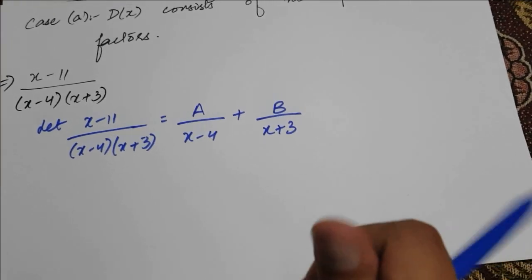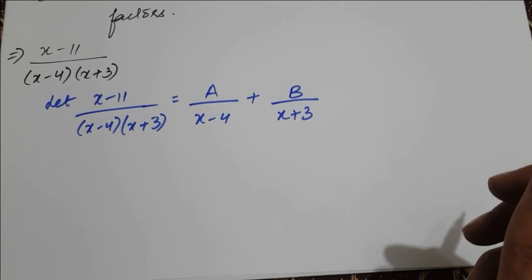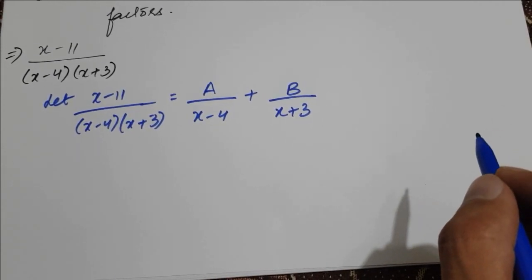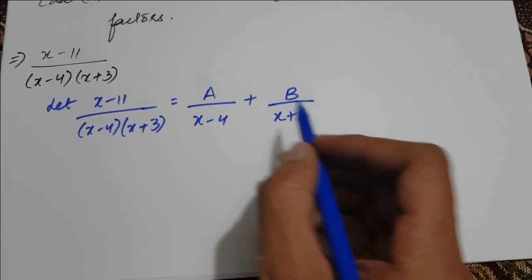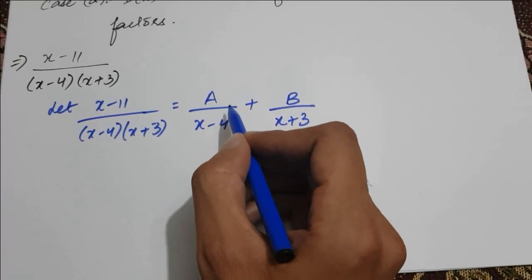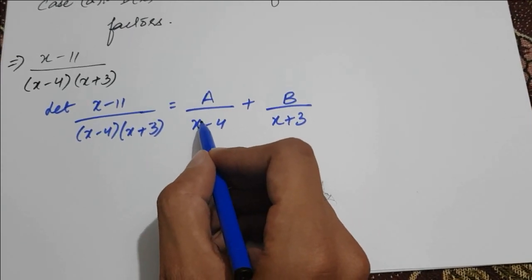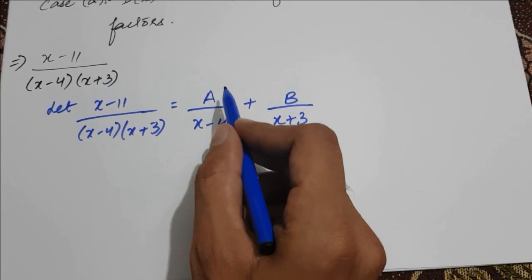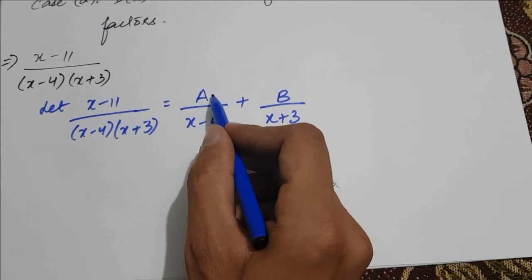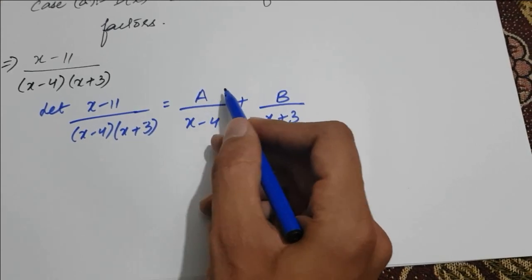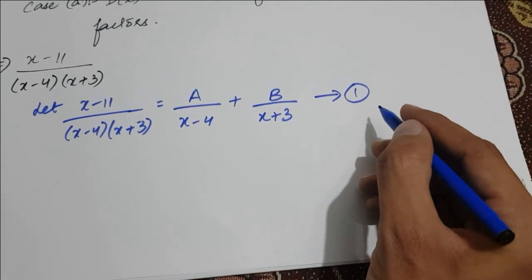The logic behind this solution is we have to keep constants above the partial fractions. The degree of the numerator would always be lesser than its denominator. If we have degree 1 in the denominator, the numerator would be a constant, or a variable having degree 0. So this is our equation number 1.